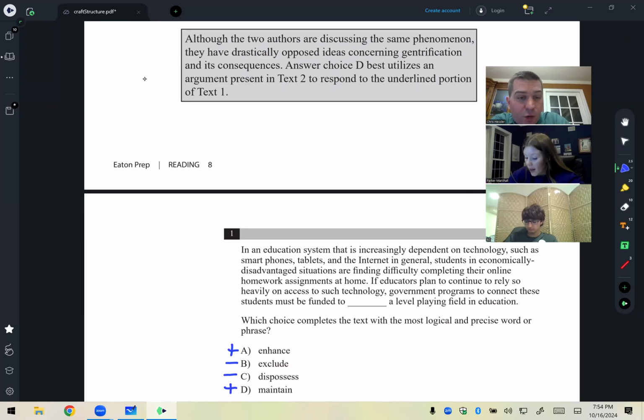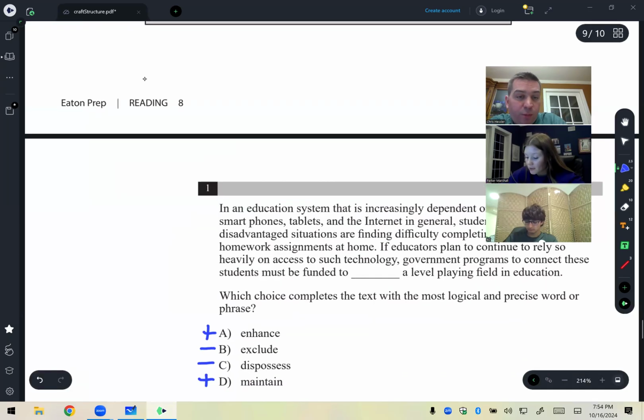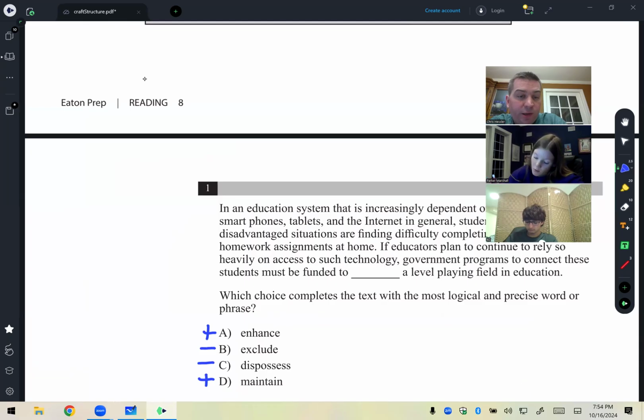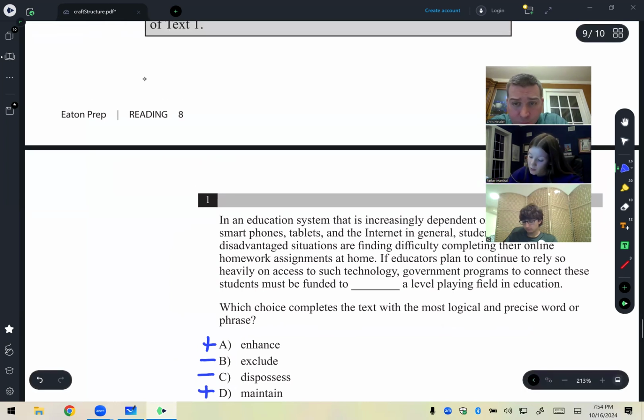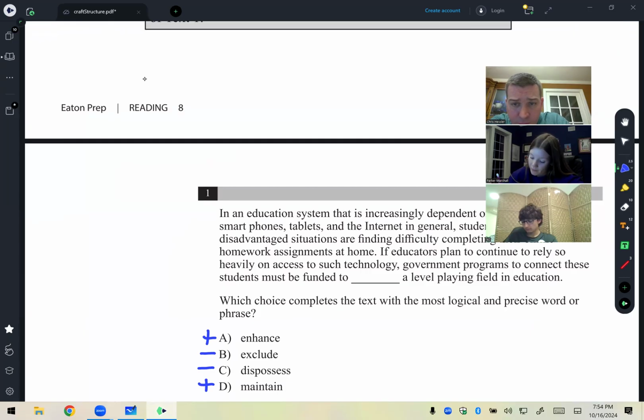I made a little note about the charges of these words. I think we have 2 positive words, enhance and maintain, and we have 2 negative words, exclude and dispossess. So maybe we'll try the negative ones first. If educators plan to continue to rely so heavily on access to such technology, government programs to connect these students must be funded to exclude a level playing field in education. That makes no sense. To dispossess a level playing field in education makes no sense.